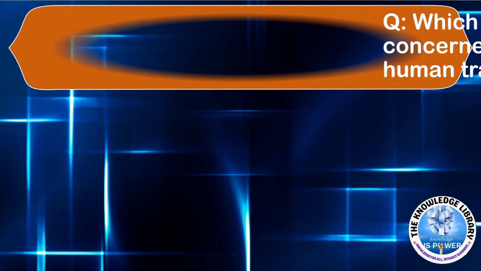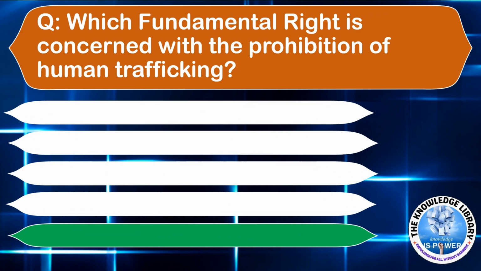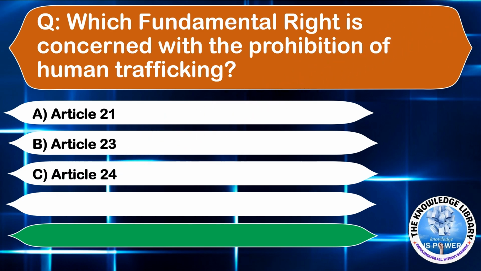The next question is, which fundamental right is concerned with the prohibition of human trafficking? Option A Article 21, option B Article 23, option C Article 24, option D Article 25. Correct answer is option B Article 23.